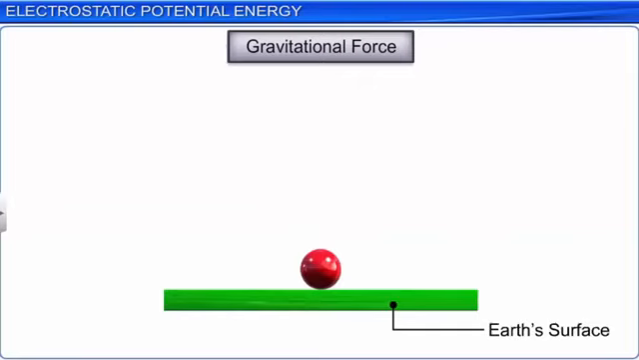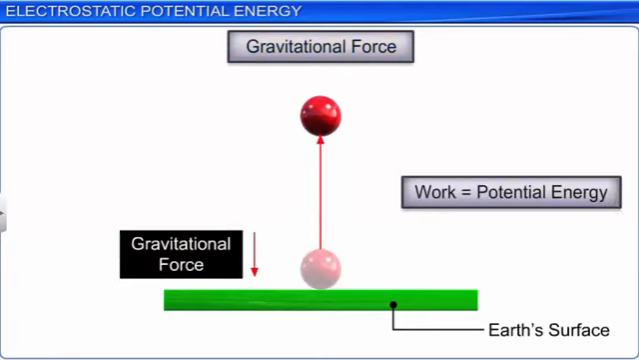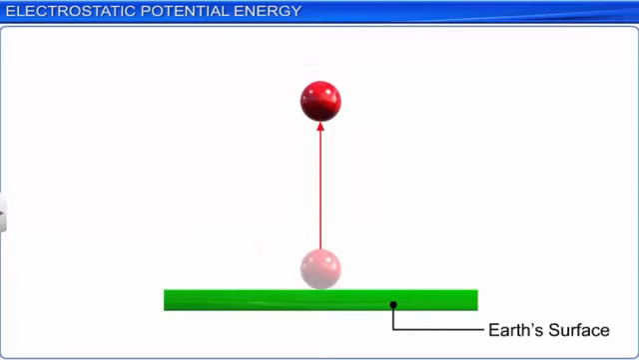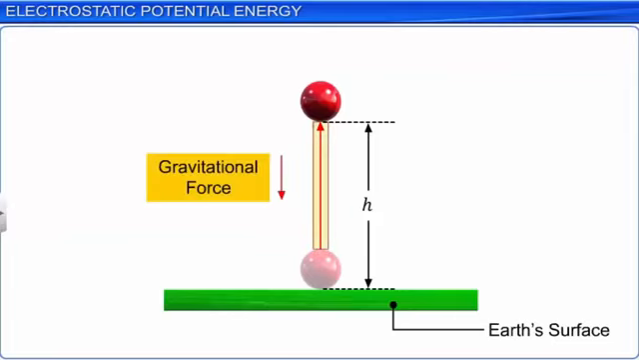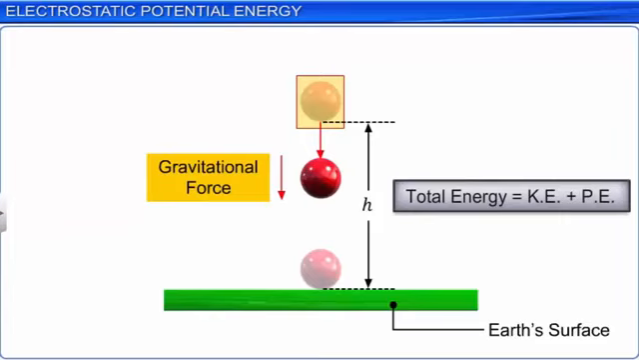When work is done against a conservative force, like gravitational force, it gets stored as potential energy. Let's consider a body lifted vertically to a height h from the surface of the Earth. Some work needs to be done against the gravitational force of the Earth to lift the body, which is stored as potential energy in the body. When the body is released from height h, the body gains kinetic energy and loses an equal amount of potential energy. The law of conservation of energy holds good in this case, as the total energy of the system is constant.